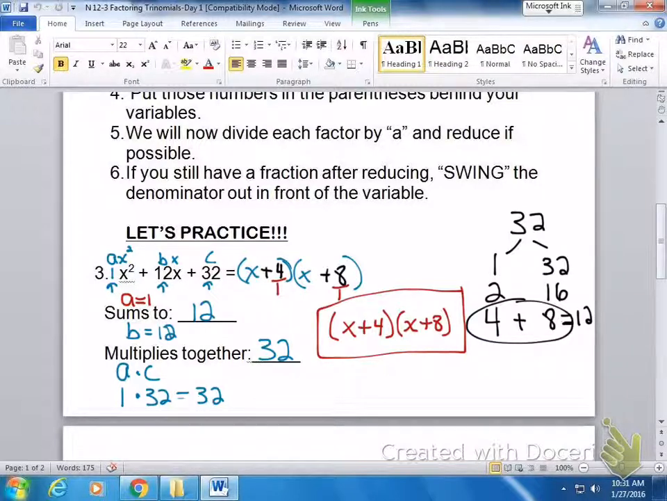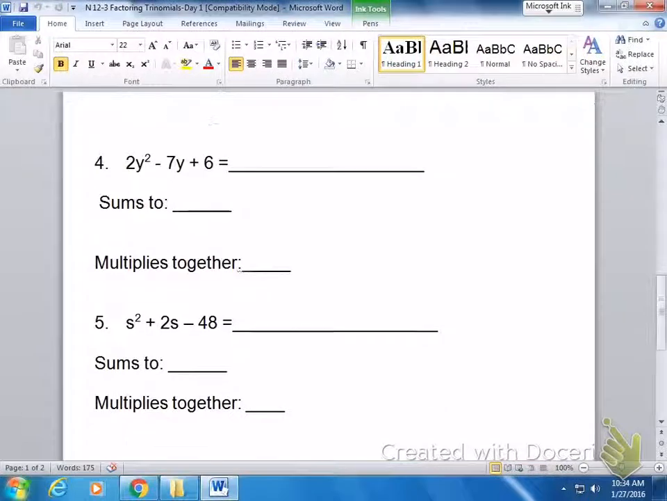Now, number 6 says if you still have a fraction after reducing, which we didn't, we would then swing the denominator out in front of the variable. Well, ours simplified without a fraction, so we didn't have to do the swing on this one, but I'll show you that on the next one. So let's go to the next page.